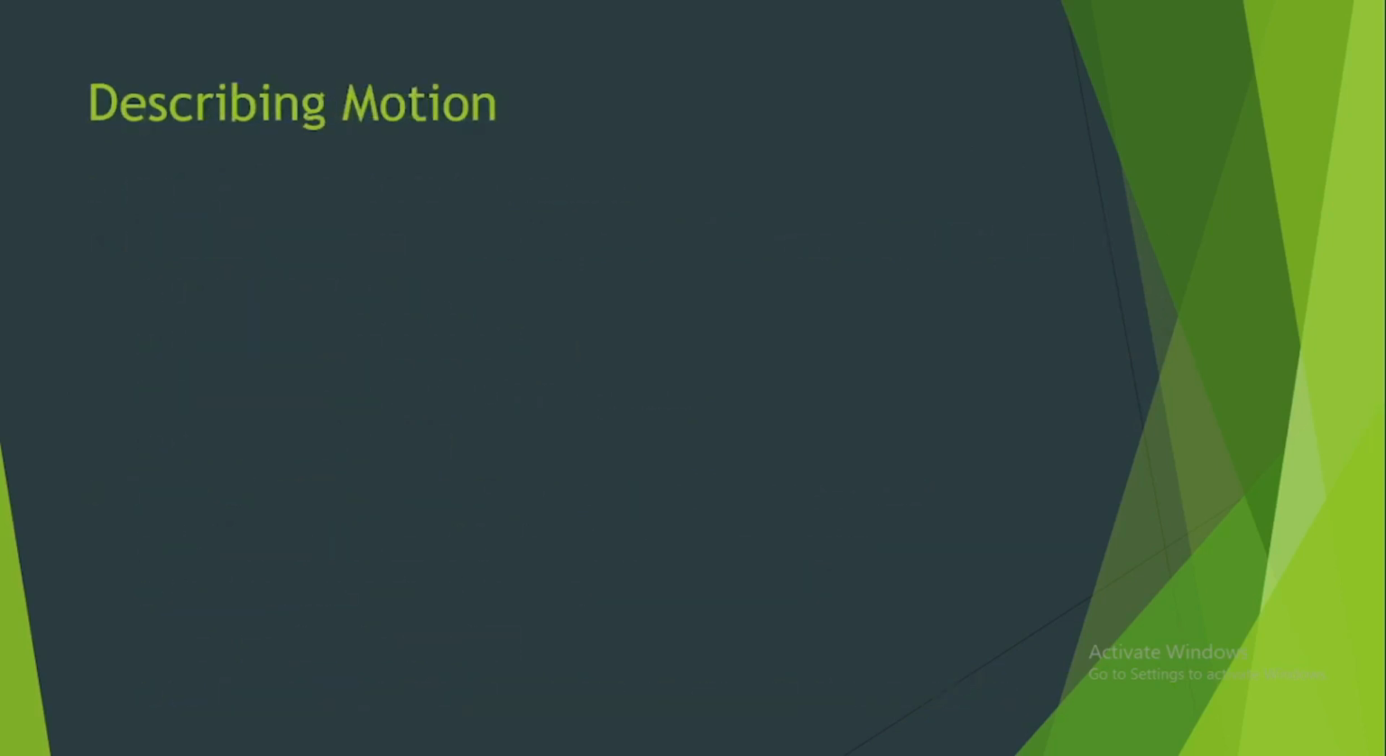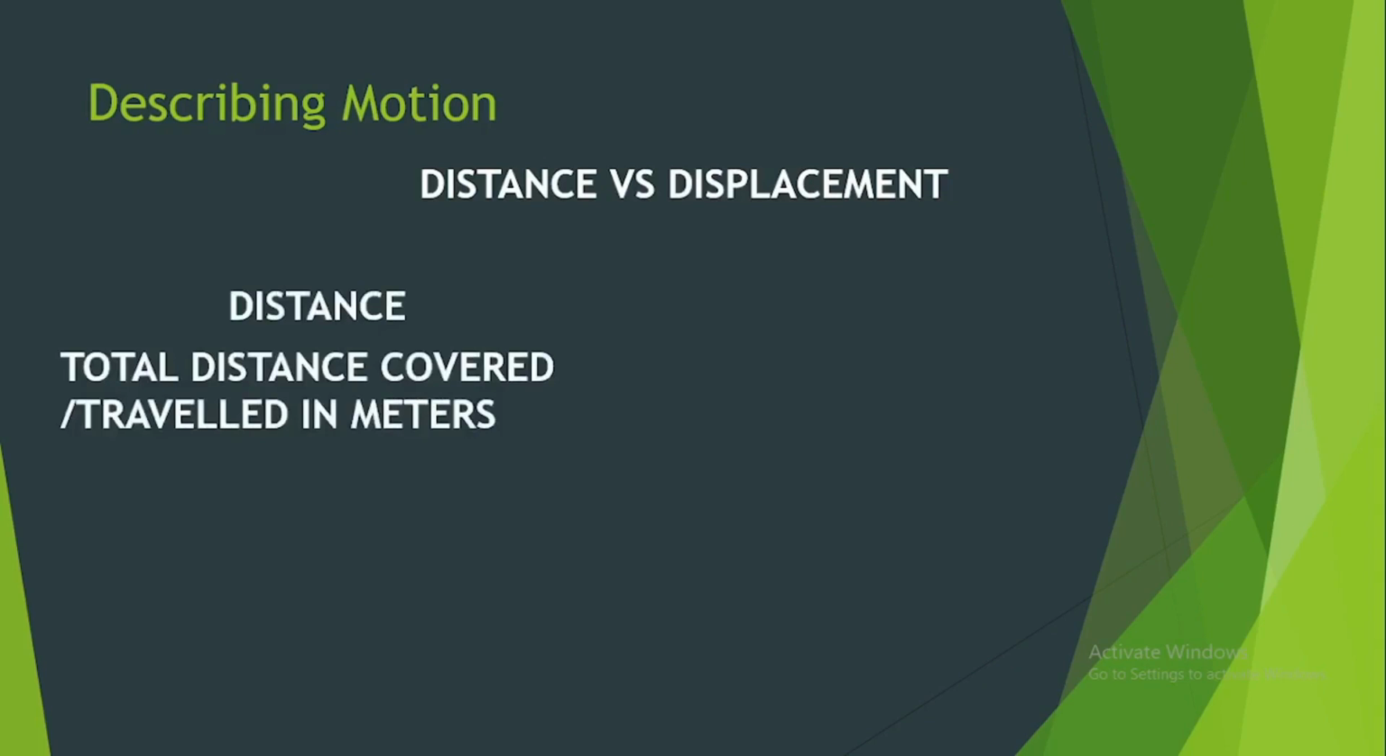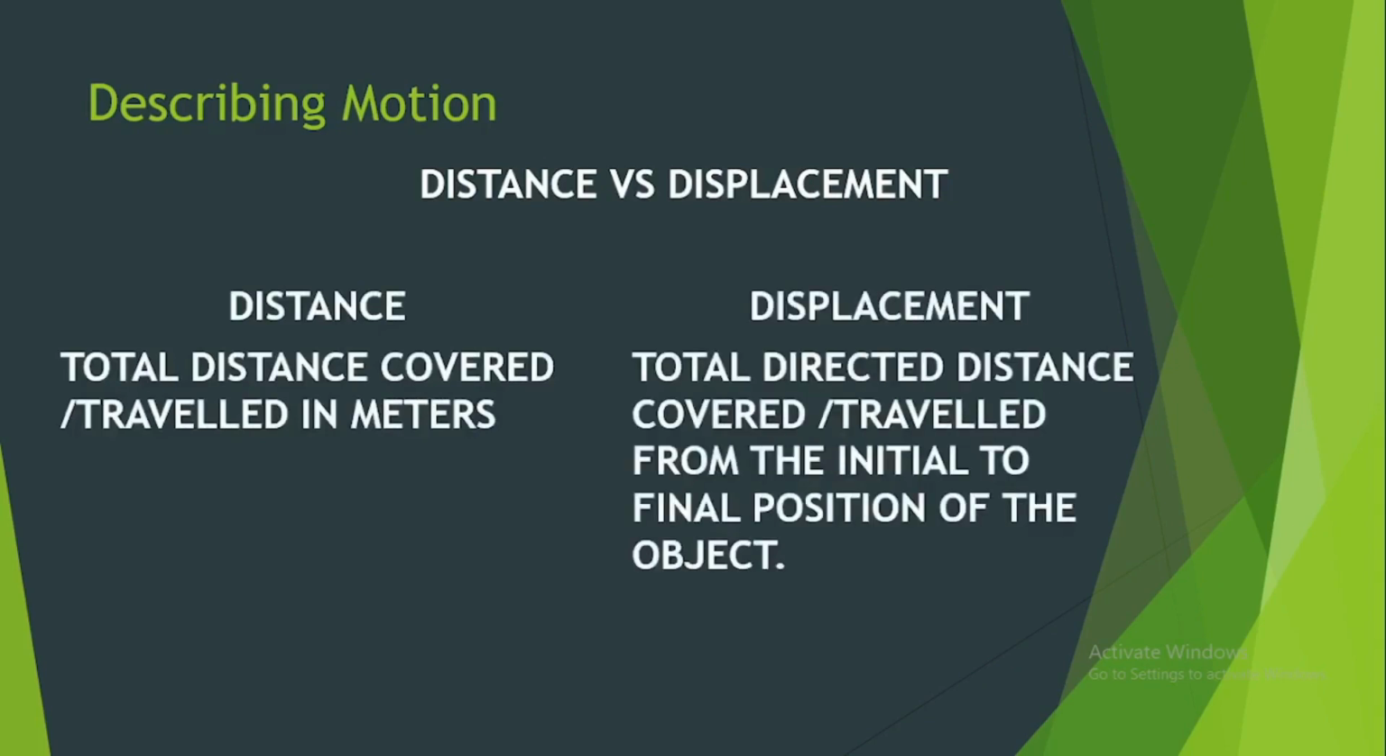First, we try to differentiate distance from displacement. Distance is defined as the total distance covered, while displacement is the total directed distance covered or traveled from the initial to final position. Distance is a scalar quantity while displacement is a vector quantity.